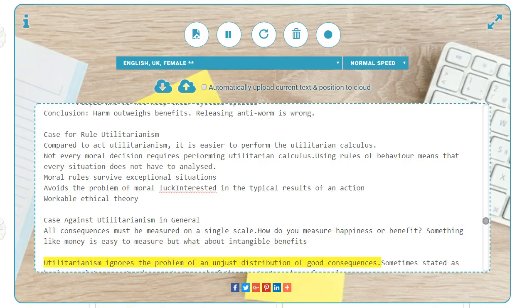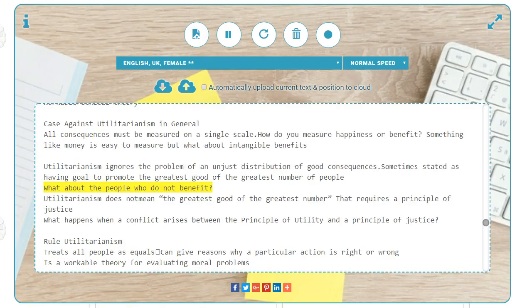Utilitarianism ignores the problem of an unjust distribution of good consequences. It is sometimes stated as having the goal to promote the greatest good of the greatest number of people. What about the people who do not benefit? Utilitarianism does not mean the greatest good of the greatest number. That requires a principle of justice. What happens when a conflict arises between the principle of utility and a principle of justice?